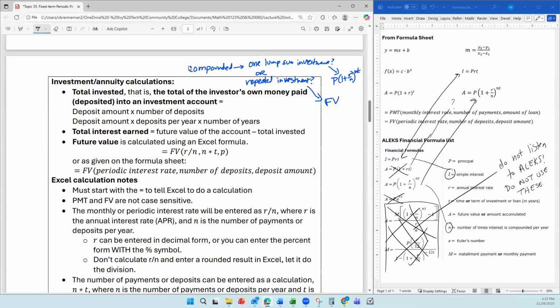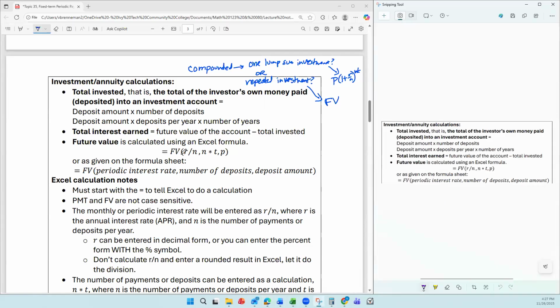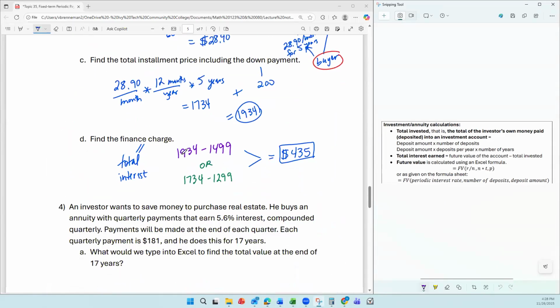FV, you're starting at zero, you're putting in this amount each month, it's earning interest, and you're looking for the total that's going to end up with the payments you're putting in plus the interest being earned. But similar, we have a total invested, that's the amount per investment per payment or per deposit times the number of times that happens. Total interest earned will be the final future amount minus the total invested. So we have those annuity calculations, and we're jumping to question 4.